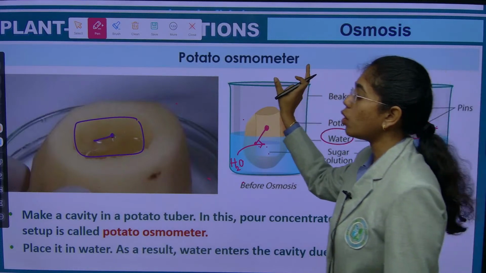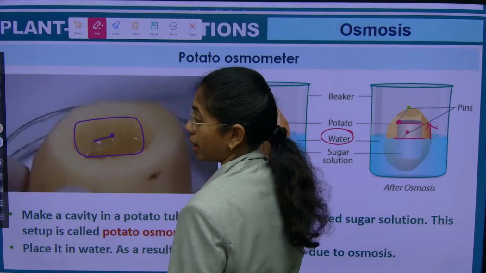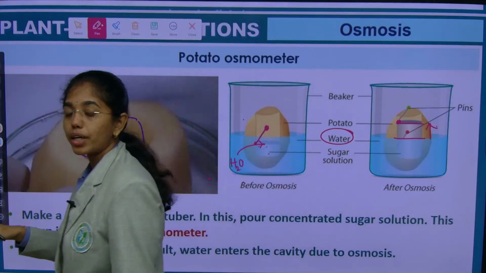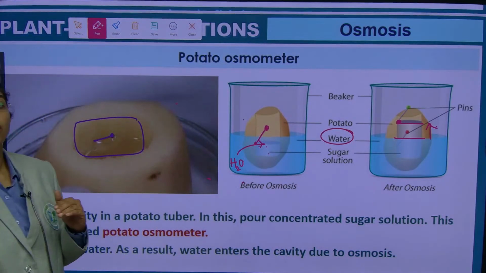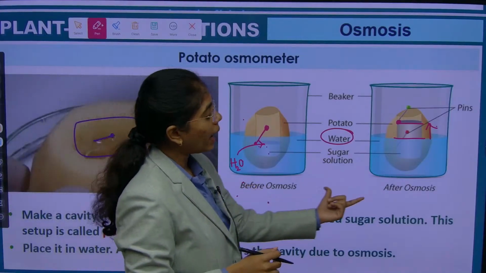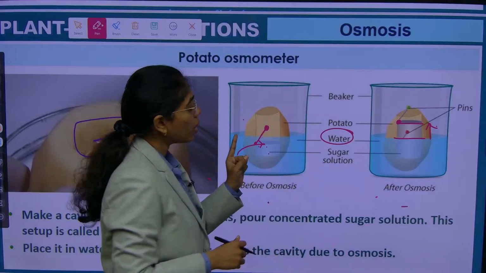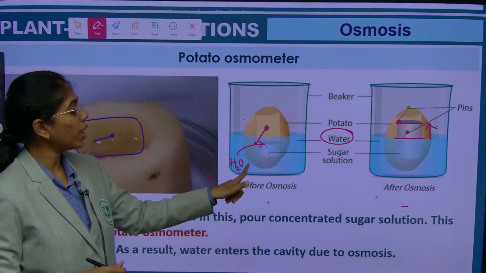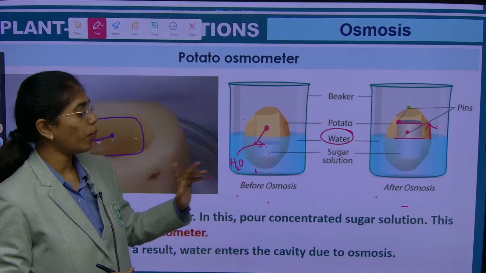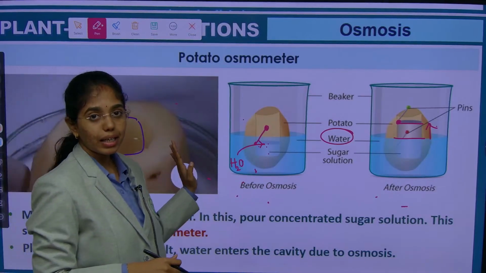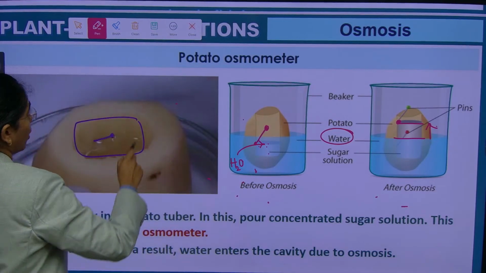This complete setup is addressed as the potato osmometer, used to check the rise in water before and after osmosis, and to show that osmosis is always from high water potential to low water potential. Fine, right? Clear till here? Everything is fine?